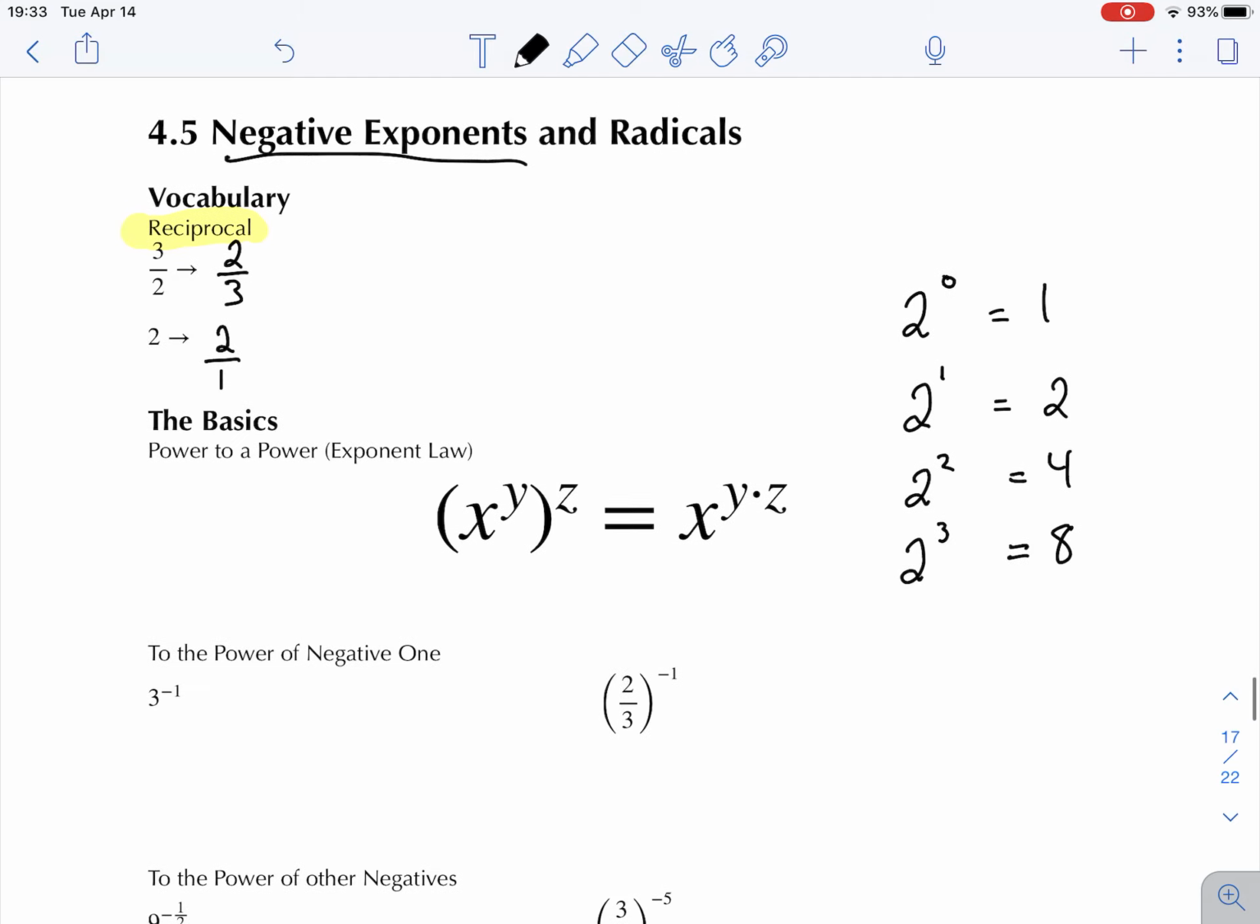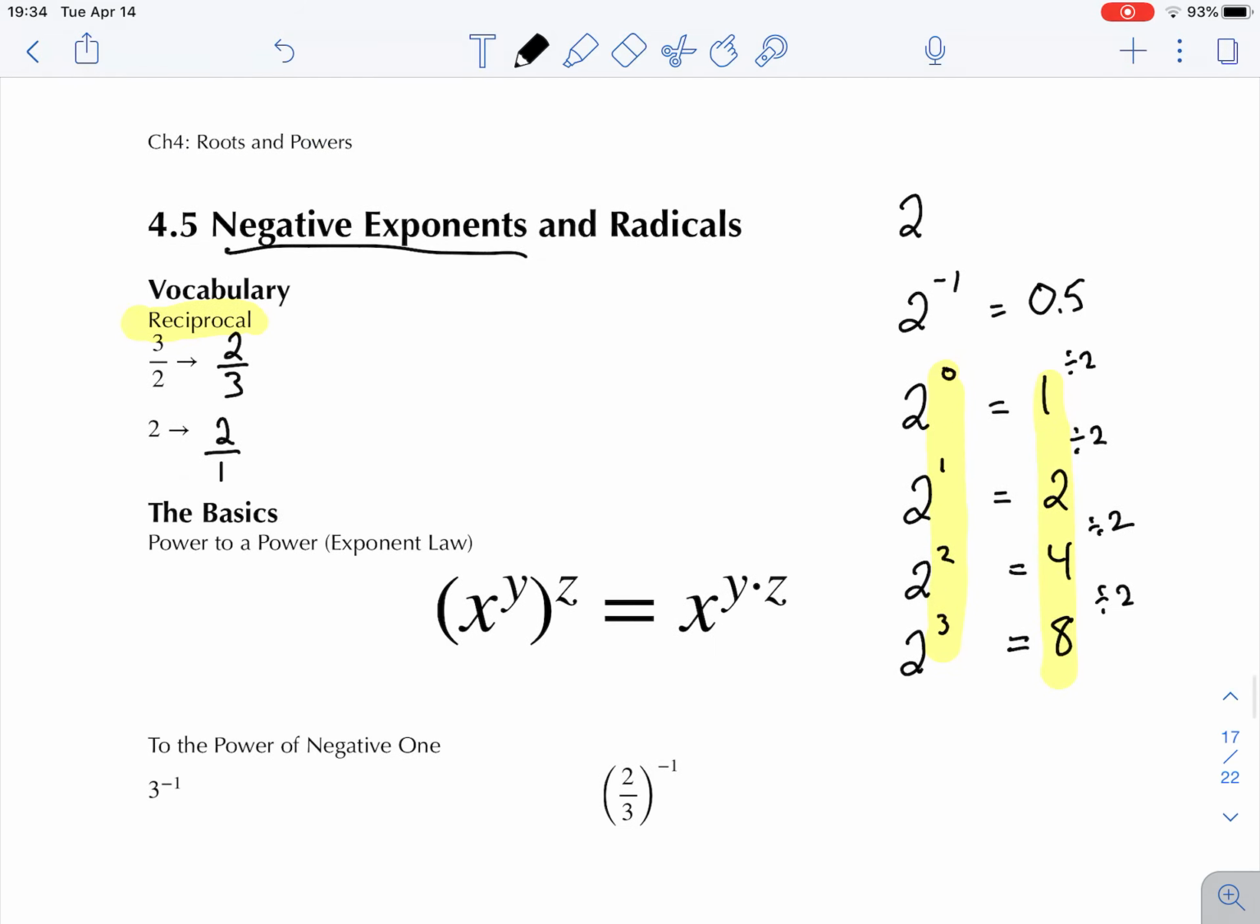Well, let's continue the patterns here. On the left-hand side, our pattern with our exponents is that it's getting smaller by 1 each time. So our next exponent in the line will be 2 to the -1. So if we're going to follow the pattern on the left side, we need to follow along the pattern on the right side. As we work our way up, 8 divided by 2 is equal to 4. 4 divided by 2 is equal to 2. 2 divided by 2 is equal to 1. So we must divide by 2 here. So we're going to get 0.5 for 2 to the -1.